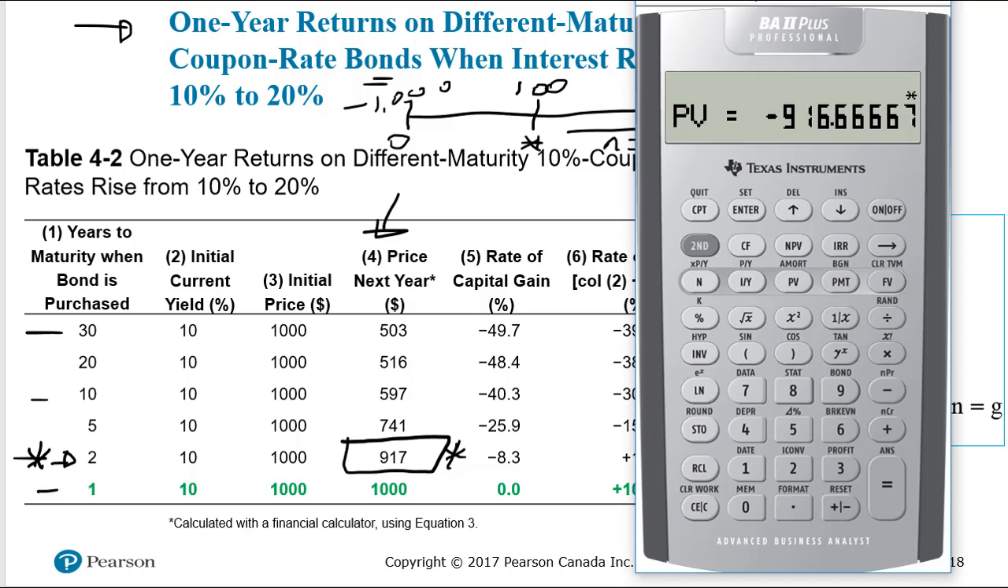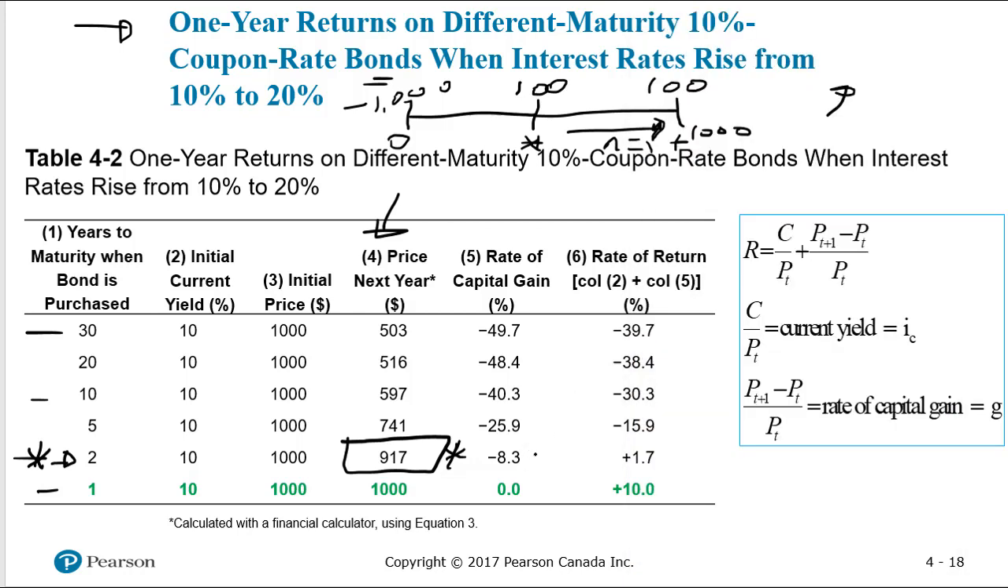And then we can do our calculation for the rate of the capital gain. That is going to be ending price, 917, minus beginning price, which is our 1,000, and we're going to divide that by our beginning price. Ending minus beginning, divided by beginning, divided by 1,000. And we get a rate of negative, a loss of negative 8.3%. If you just multiply by 100 to get it into a nice round number, we can see negative 8.3%. So we've got our rate of capital loss.